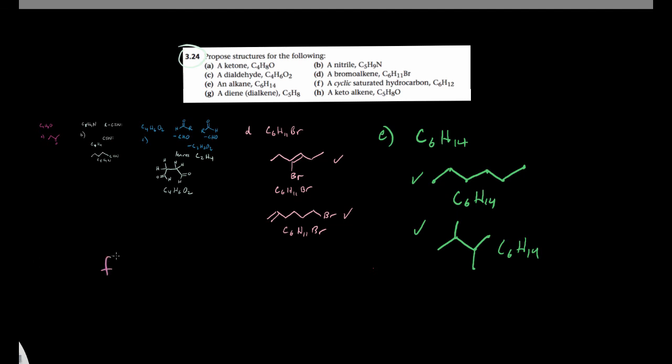So F is a cyclic saturated hydrocarbon. So C6H12, it's cyclic and saturated. That means that it has a cyclic structure. So let's just draw 6 carbons in a cyclic structure like that. And saturated means that it has no double bonds. So let's count the hydrogens. 2, 4, 6, 8, 10, 12. So that works. Cyclohexane.